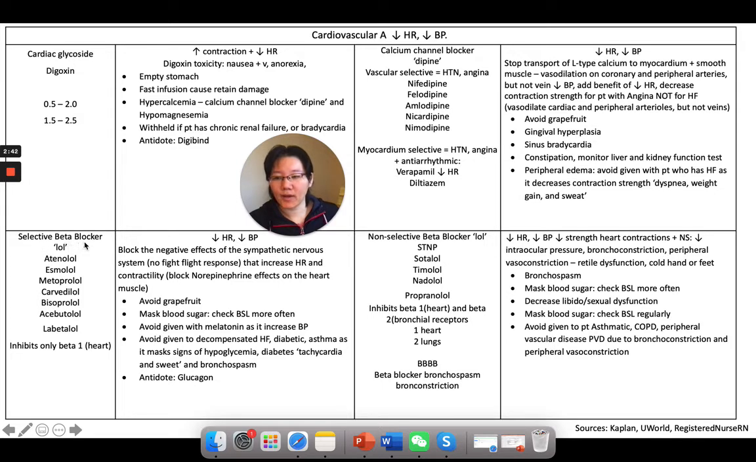Take selective beta blocker, for example, and then it works only on the heart. While non-selective beta blocker works on the heart and the lungs. And that's why we have the side effect of bronchospasm here, but there's no bronchospasm here because it only works on the heart, not on the lung. Because both end in -lol, in order to differentiate, I do a mnemonic.